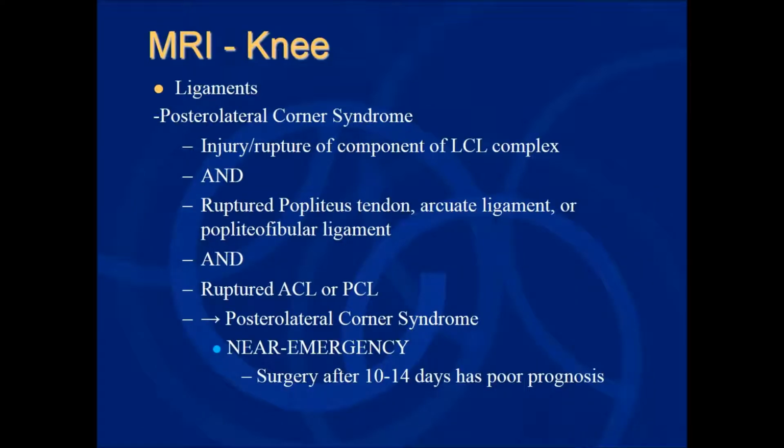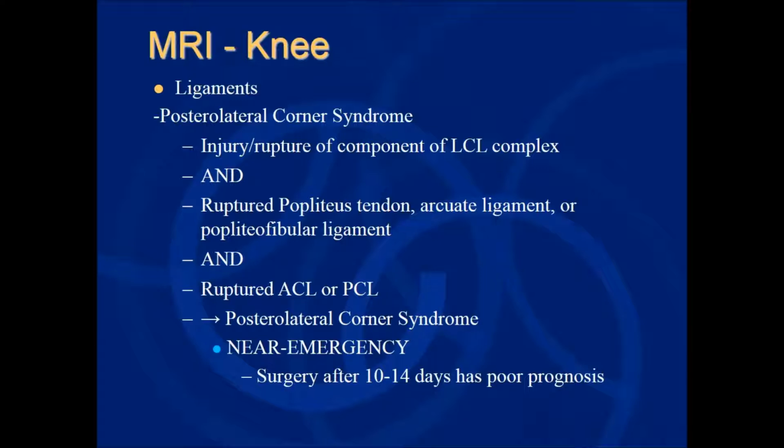An important abnormality to be aware of involving the lateral collateral ligament complex and posterior lateral aspect of the knee is an entity called posterior lateral corner syndrome. This is something that is seen with trauma and involves three main abnormalities. One is a rupture of one of the components of the lateral collateral ligament complex, being the iliotibial band, biceps femoris, or fibular collateral ligament, as well as a ruptured popliteus tendon, arcuate ligament, or popliteofibular ligament.